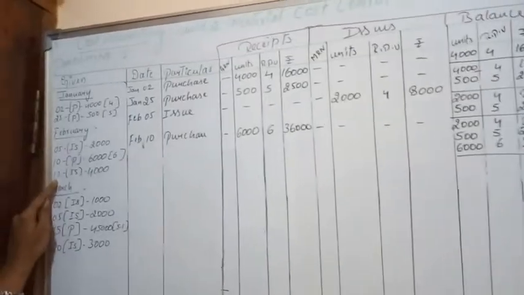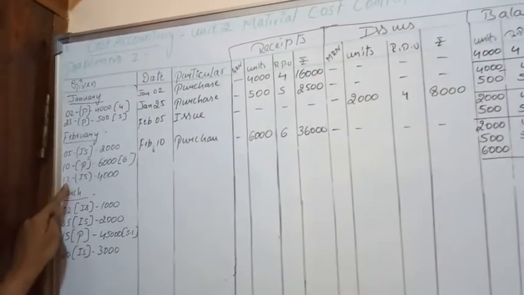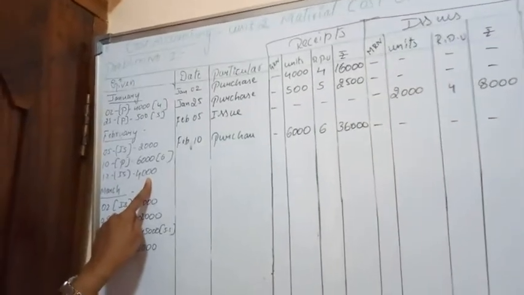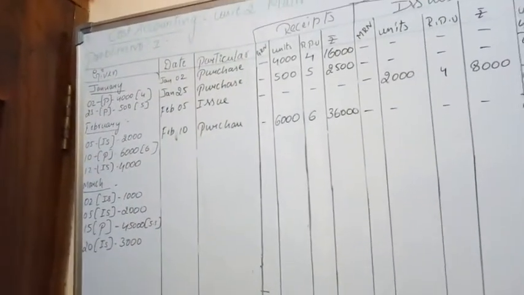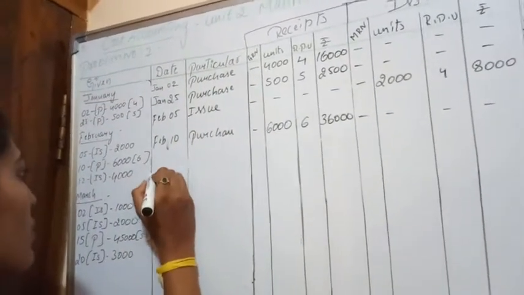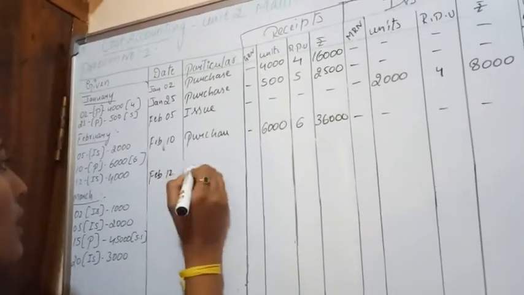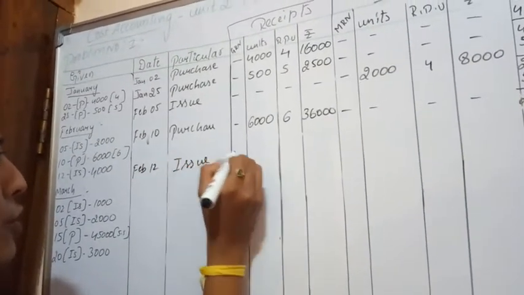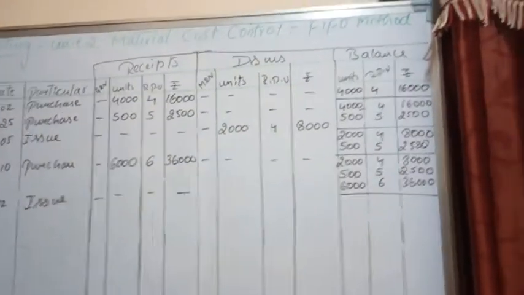Now let us see the next transaction. February 12th, there is an issue of 4000 units. They are asking us to give 4000 units of material. So Feb 12th, I will record issue. Now since it is in the issue column, here in the purchase column it will be nil.